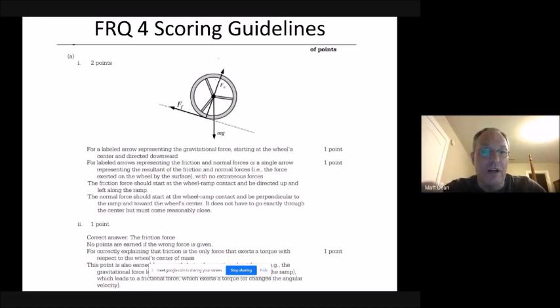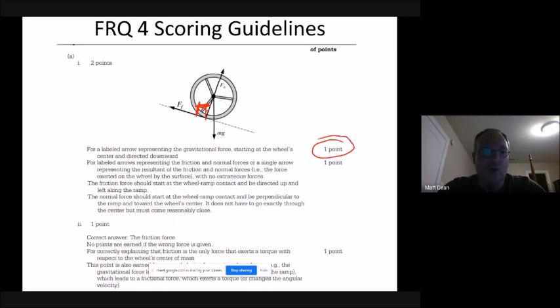My drawing's a little off. It ought to go through the center. You can see it better here with their picture. That looks a lot better than what we had before. But this part was worth 2 points. One for showing the gravitational force and showing that it started at the center and acted straight down. And then another point for showing the frictional force acting opposite direction of motion, and for showing that the normal force is acting at a 90-degree angle perpendicular to the ramp. And notice here it says that should go toward the center. Doesn't have to go exactly through, but should come pretty close.